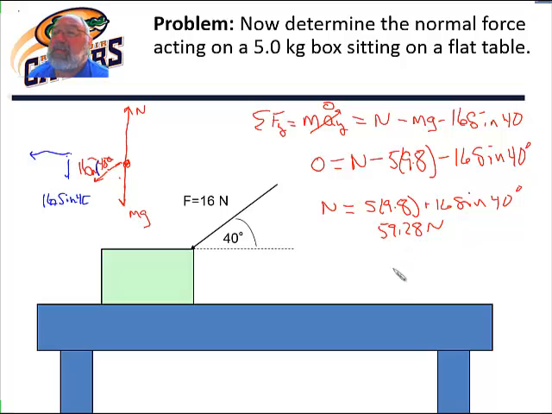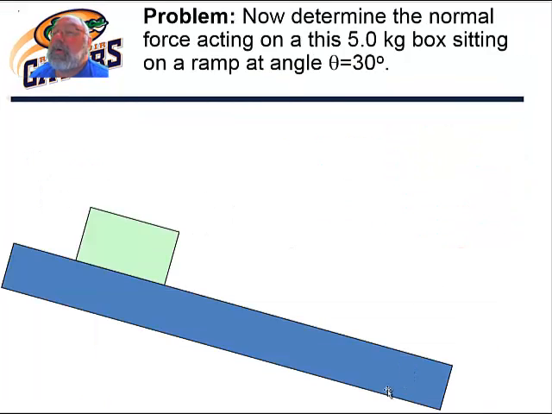Makes sense. The box weighs 49 newtons. I know that from the last problem that we worked. Plus the part of the 16 newton push down that is in the vertical direction. Total of 59 newtons.